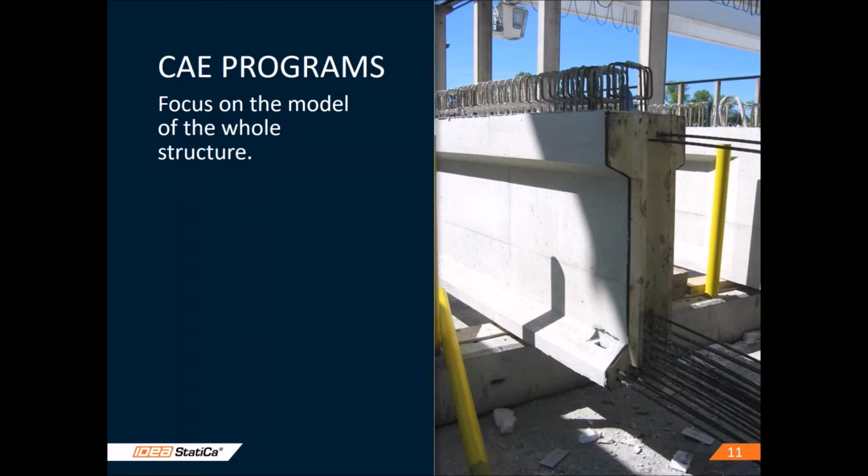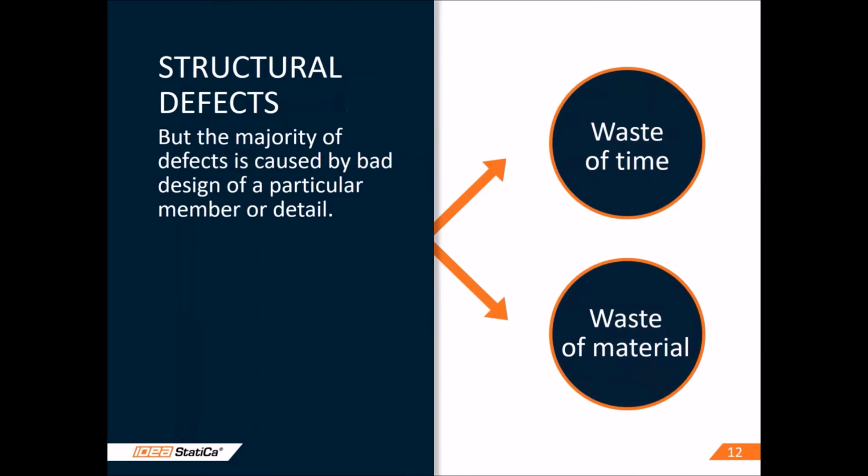The thing is that they focus on the model of the whole structure. They analyze the structure in all its integrity, and this is a good approach. The only drawback is that when something happens in the structure, it usually is related to structural defects of details, that means a particular beam cross-section. This leads to either solving the problem in the design process, spending more time on it, or wasting material, putting more reinforcement there.